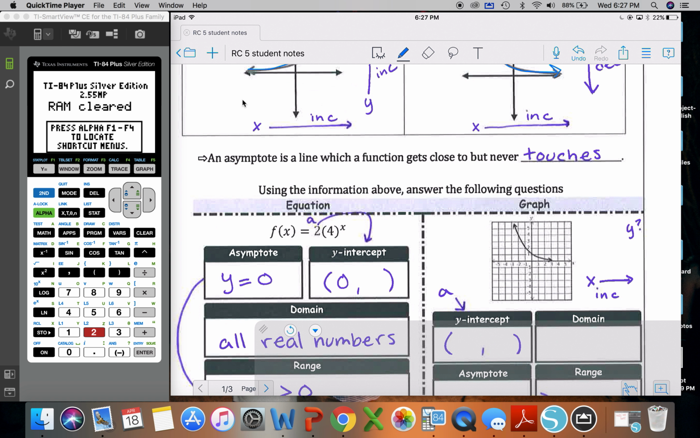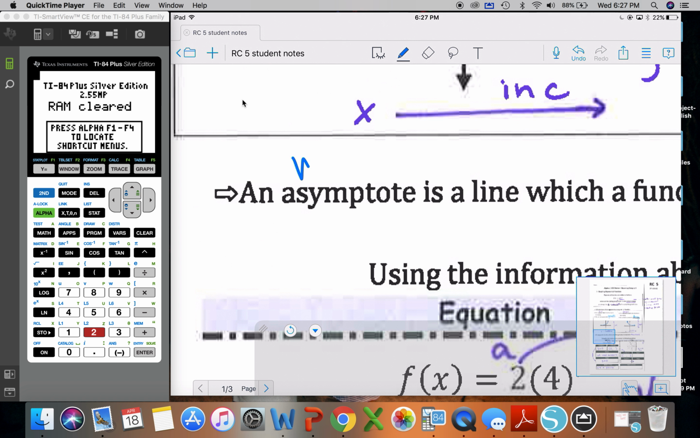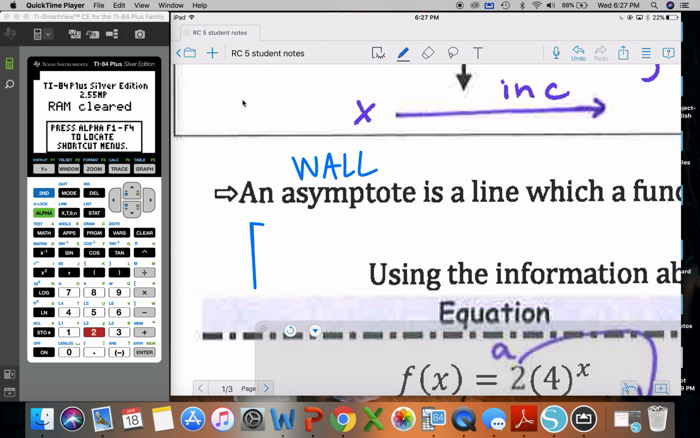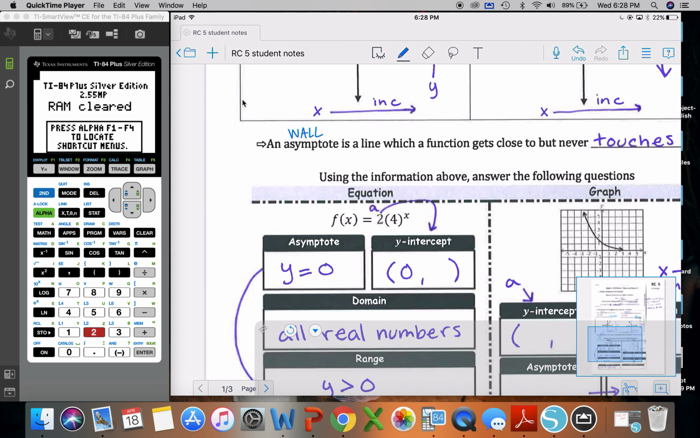The asymptote is a line which a function gets close to but never touches. An asymptote is kind of like a wall. A person can go all the way up to the wall, be right on top of the wall, but unless there's a hole cut out in the wall, you can't ever be in the wall. You can get really, really close, but you can't be exactly where the wall is. So our function runs into the wall and can't be there anymore.